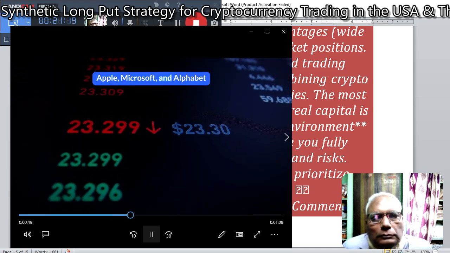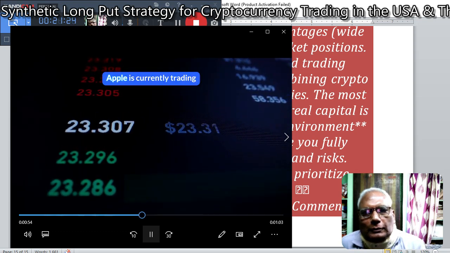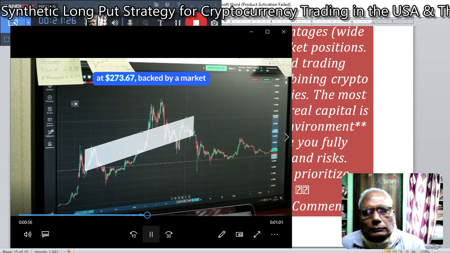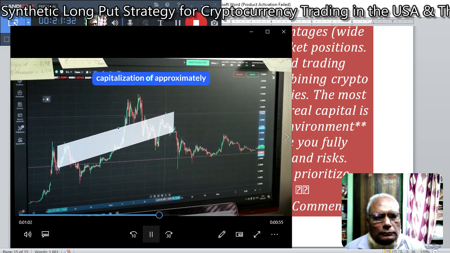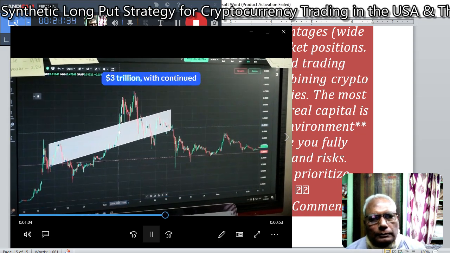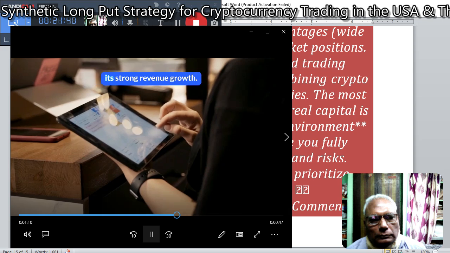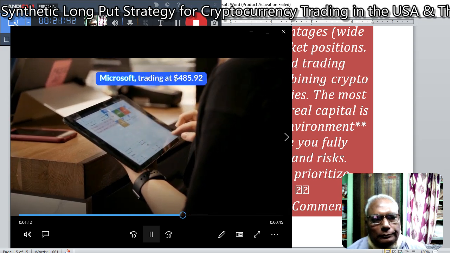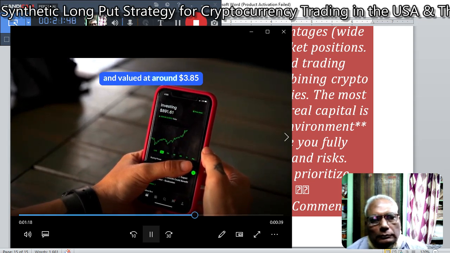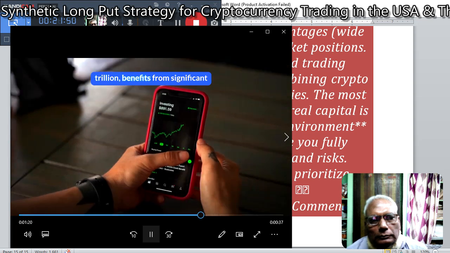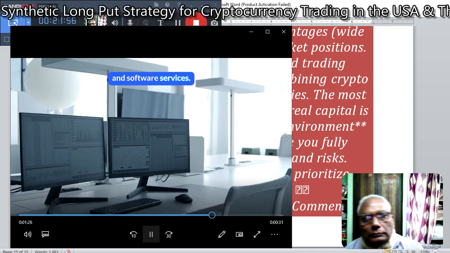Apple, Microsoft, and Alphabet stand out as leading growth stocks in today's equity market. Apple is currently trading at $273.67, backed by a market capitalization of approximately $3 trillion, with continued innovation in consumer electronics and services driving its strong revenue growth. Microsoft, trading at $485.92 and valued at around $3.85 trillion, benefits from significant expansion in cloud computing and software services.